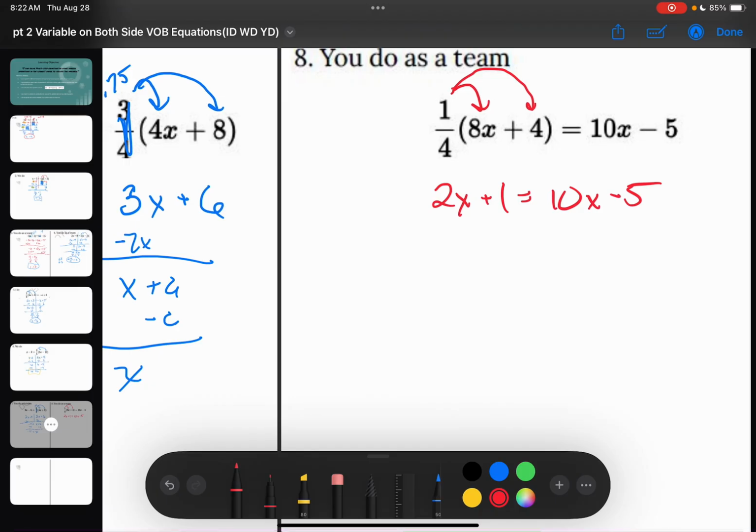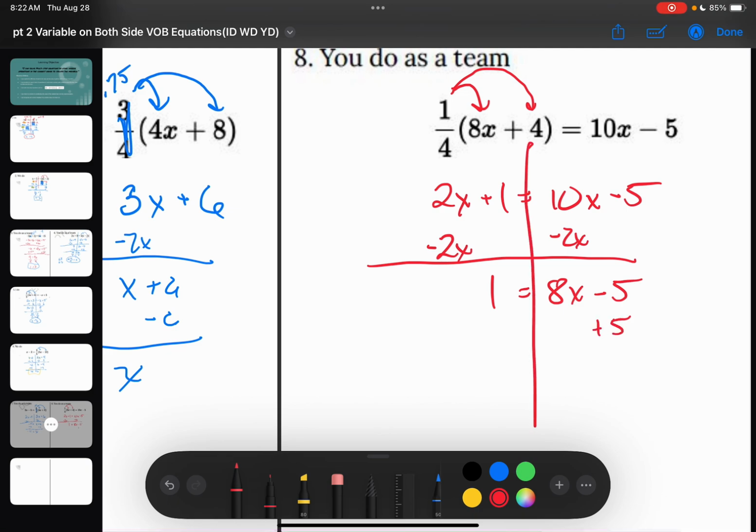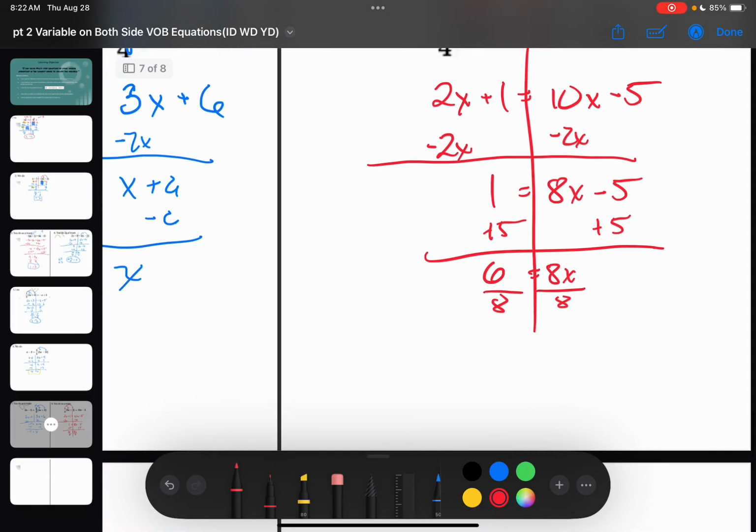I've got 10x on one side, 2x on the other. Let's subtract 2x from both sides. That leaves me 1 equals 8x minus 5. Let's add 5 to both sides. 6 equals 8x. Again, be careful when you've got two numbers that don't divide greatly. Make sure that you're dividing the right one. So I get x equals 6 over 8, which would be the same thing as 3 over 4, which would be the same thing as 0.75. So all three of those would work.